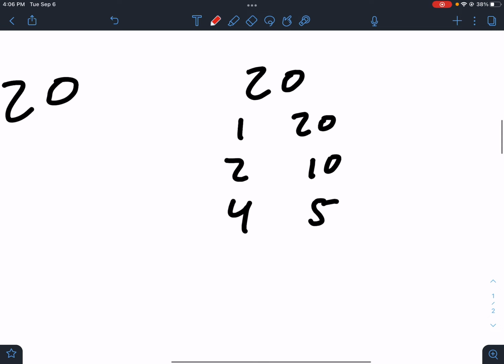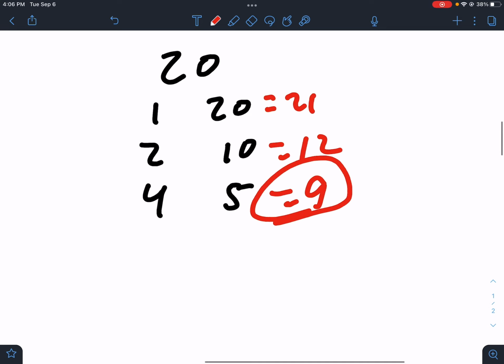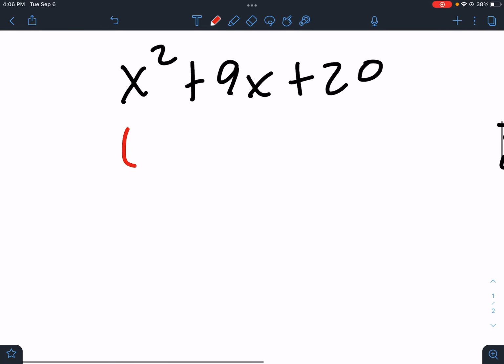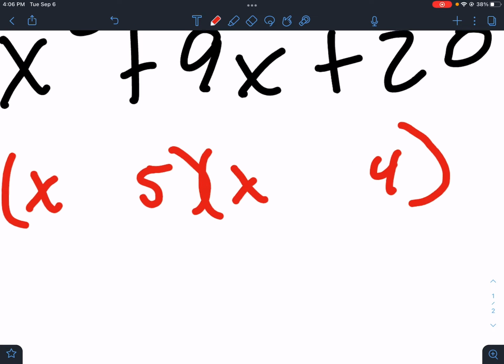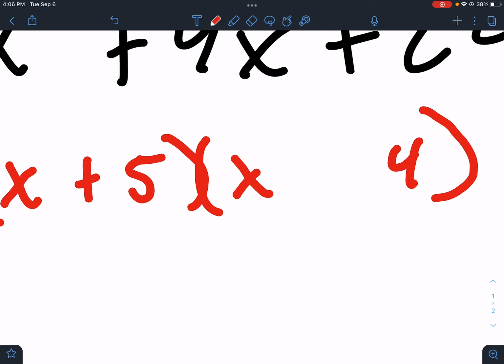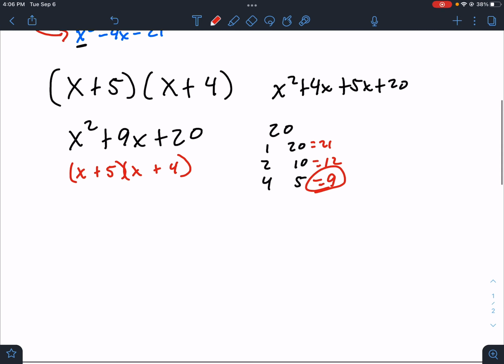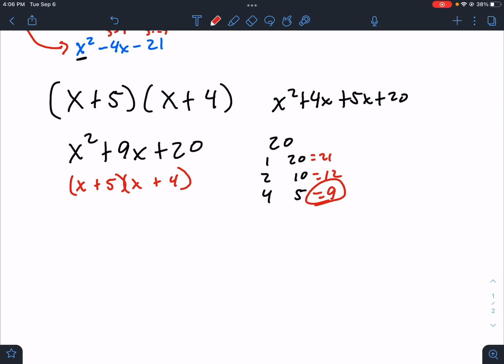So look at our list. Do any of these factors add up to 9? 21, 12, 9. There it is. So we know we're talking about 5 and 4. We know the basic format, x and x. Then the last thing is I need to make positive 9 out of the numbers 5 and 4. How do I get 9 out of 5 and 4? I'd have to add both of them. So that's x plus 5 times x plus 4. And looky there, that's what we started with. So we just undid the multiplication.